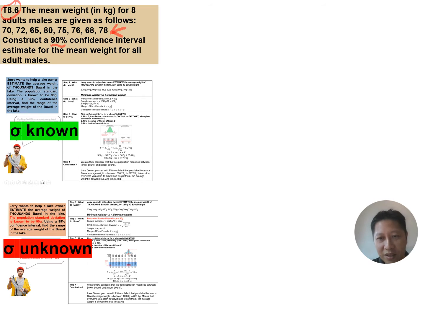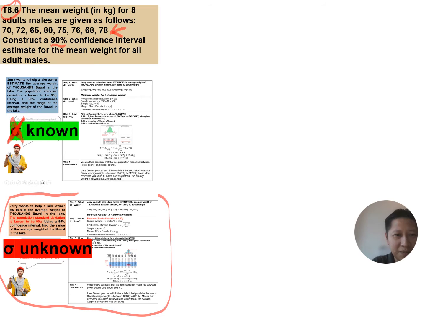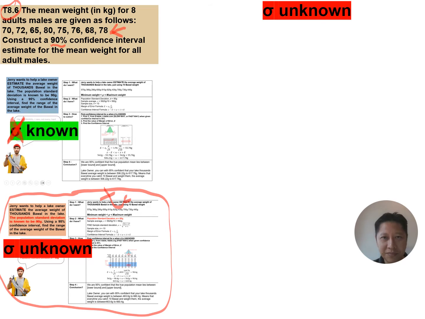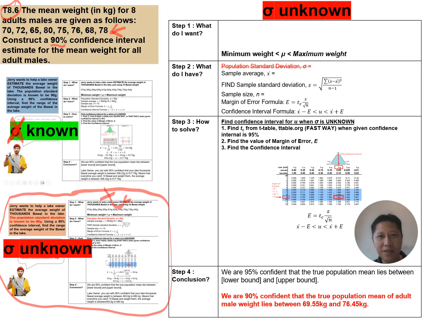When we look at the question, there is no population standard deviation. This one we don't have. So we are going to use the package here, which involves the T-score critical. Step number 1, what do we want? We want to find the minimum weight and the maximum weight of the male adults, and the population mean will lie between these two numbers.